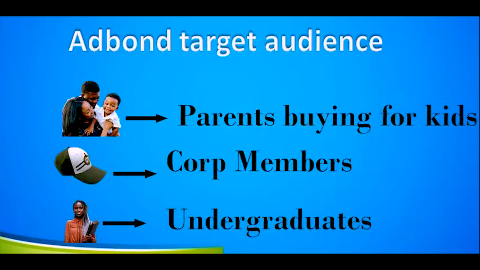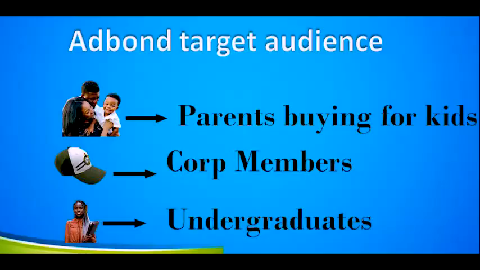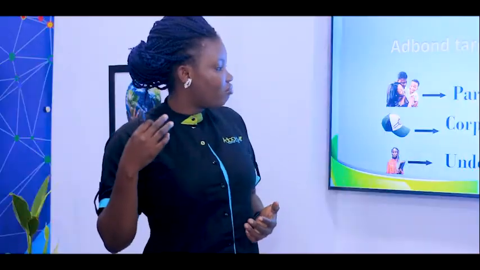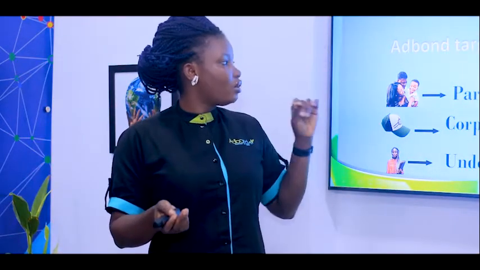We moved on. Now we are going to the main thing of the day, the main cocoa of the day, let me put it that way. Adbond's target audience, especially for our viewers online. I think you would have heard of it maybe once or more, that our target audience are mainly parents buying for their children, corps members, undergraduates. But let me make something clear. It's not like outside your target audience you cannot sell to other people. You can, but it is easier to sell to your target customers than it is to sell outside their range.